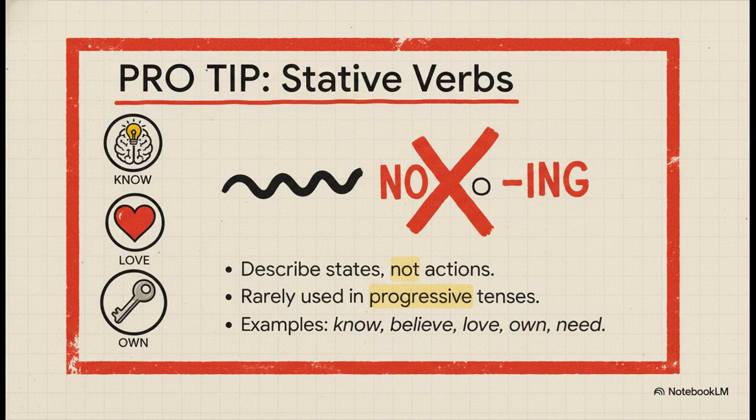And here's a little pro tip for you, something to keep in your back pocket. There are some verbs out there that just hate the ing ending. Verbs like know, believe, love, or own. They describe a state of being, not really an action. You wouldn't say I'm knowing the answer, right? You just know it. We call them stative verbs. They're kind of the quiet rebels of the present tense.